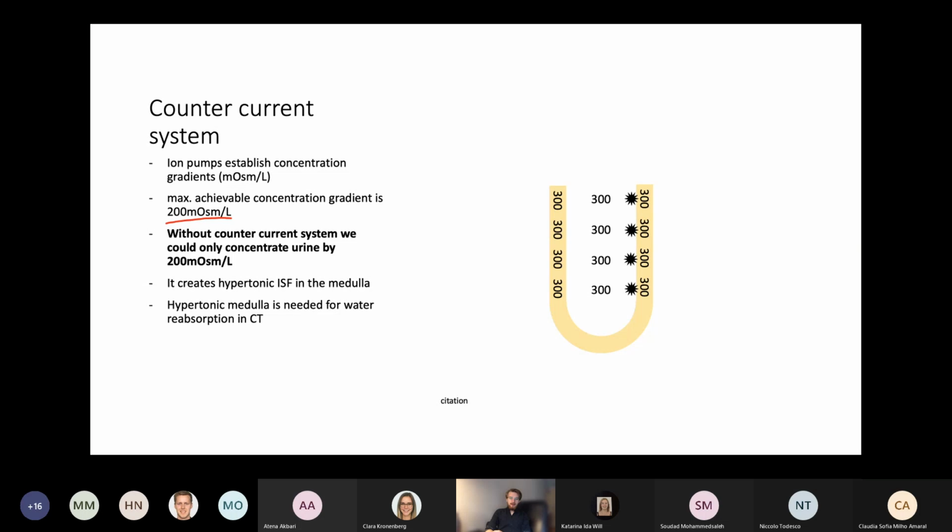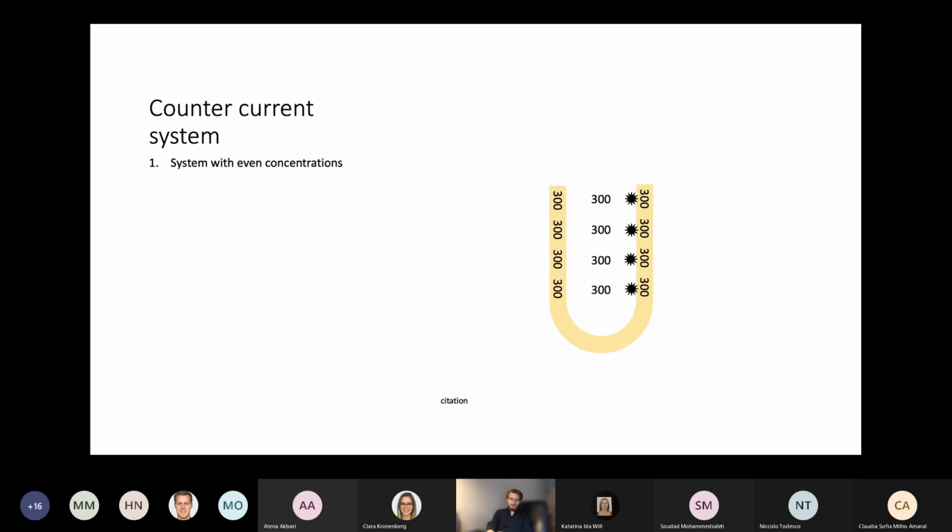The countercurrent system works something like this. Let's presume that this is our loop of Henle right here. And let's presume that in this loop of Henle, we're going to have equal concentrations of everything in the loop itself and in the surrounding interstitium. Now, at the start, when we start activating our small pumps in the thick ascending loop, remember that they're going to transport sodium ions out of the tubular lumen into the interstitium. And they're going to establish a concentration gradient of roughly 200 milliosmoles from the tubular lumen towards the interstitium.